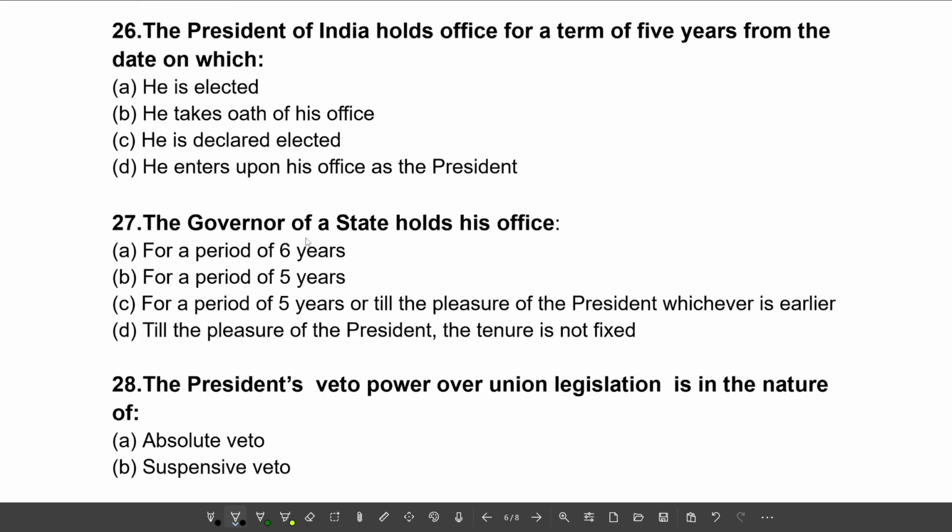Next question. The President of India holds office for a term of 5 years from the date on which option A, he is elected. Option B, he takes oath of his office. Option C, he is declared elected. Option D, he enters upon his office as the President. So the correct option will be option D, he enters upon his office as the President.